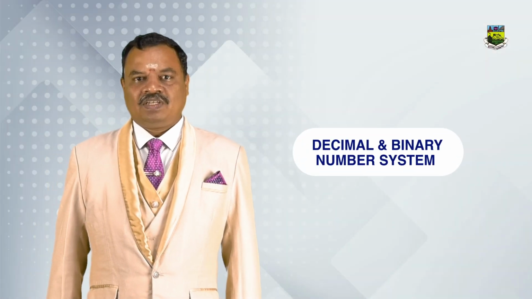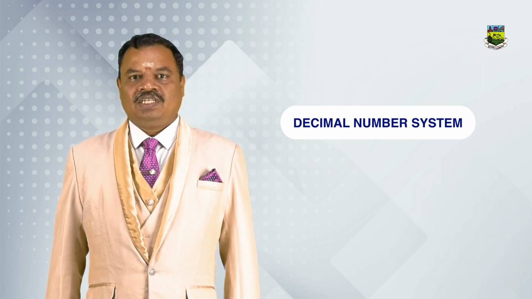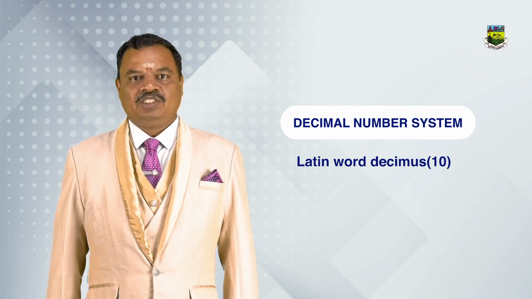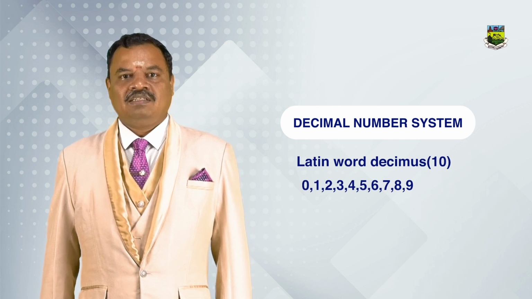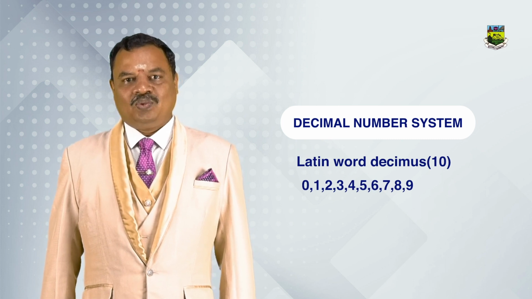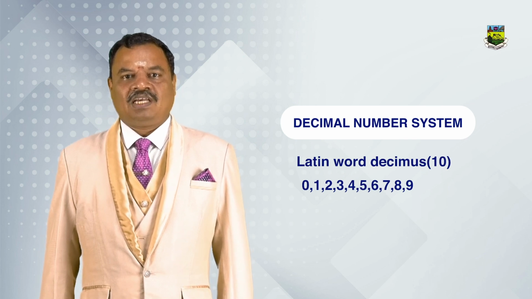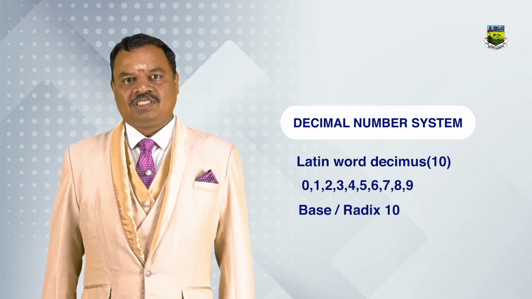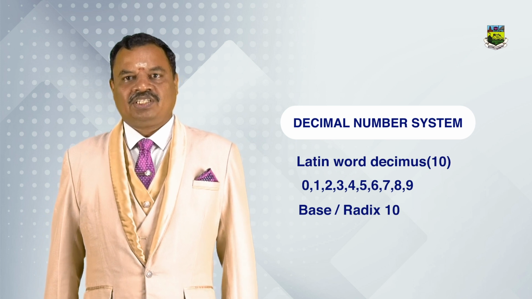So let us discuss the decimal and binary number systems. First of all, we can have a discussion about the decimal number system. The word decimal is derived from the Latin word decimus, which means tenth, and it contains 10 different symbols, namely 0, 1, 2, 3, 4, 5, 6, 7, 8, 9. So the base or radix of the number system is 10. Since we have 10 different symbols, the base is 10.